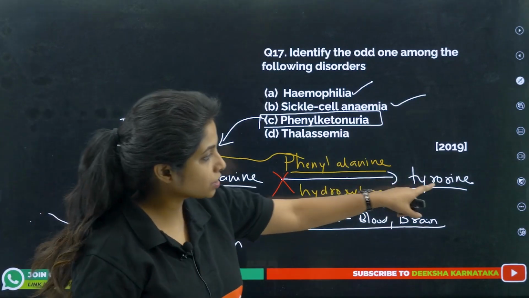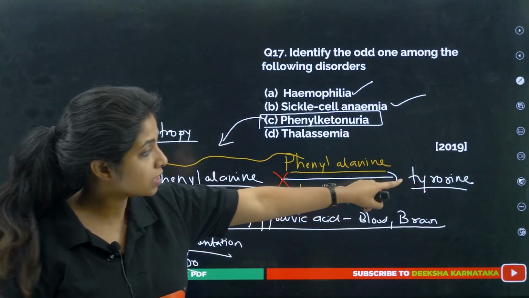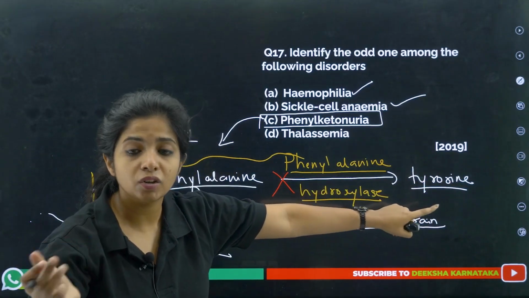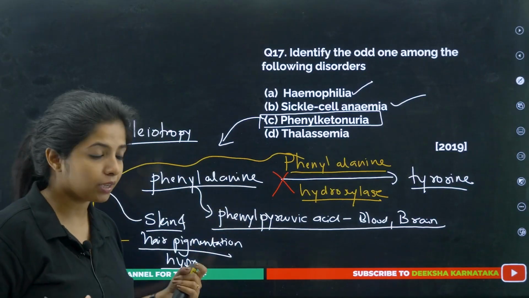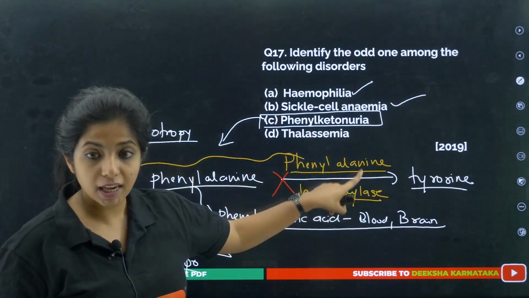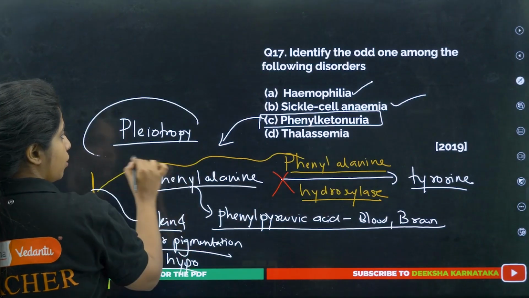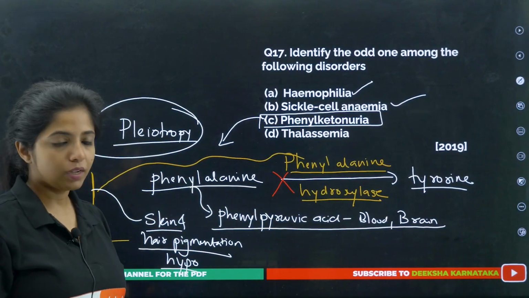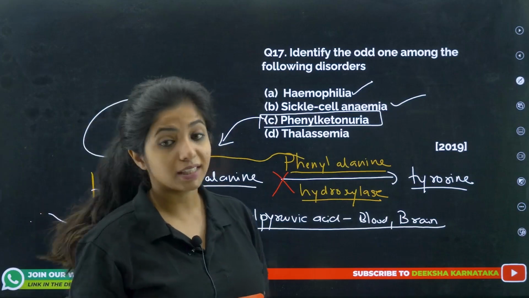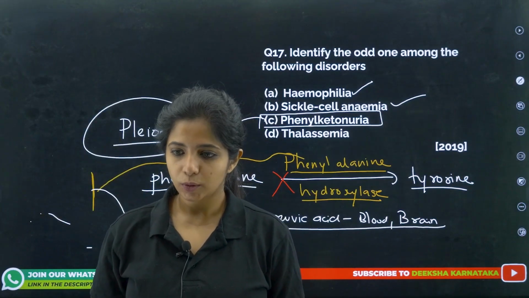Why, children? Because this tyrosine, which has to be produced like this, was responsible for production of melanin also. Melanin is responsible for pigmentation. So basically, because of one enzyme not being produced, you are affecting multiple traits. Okay, so which is an example of pleiotropy also. So phenylketonuria is caused like this. This came in 2019. Cool?